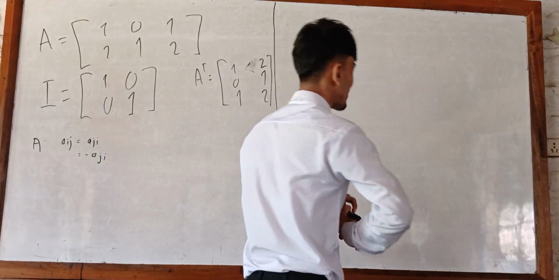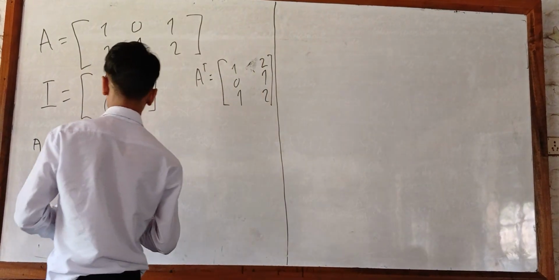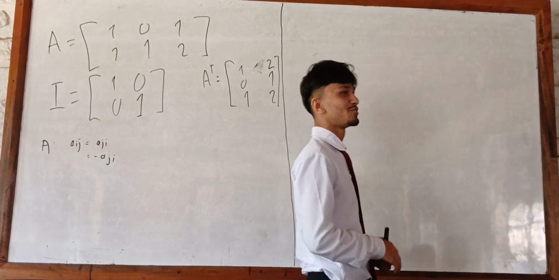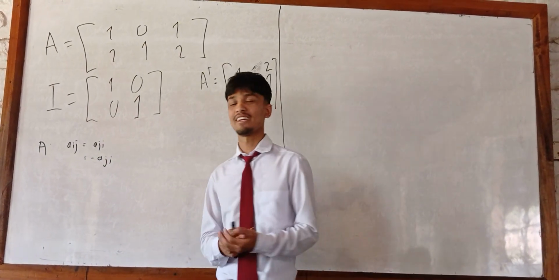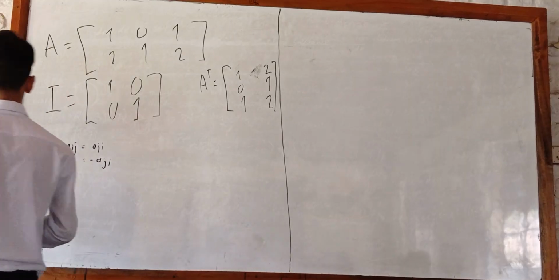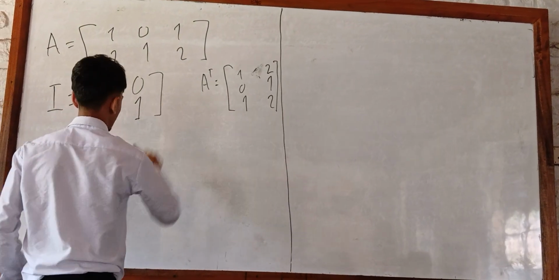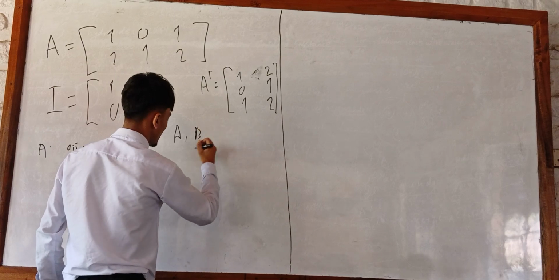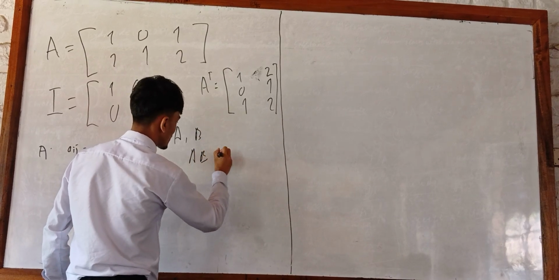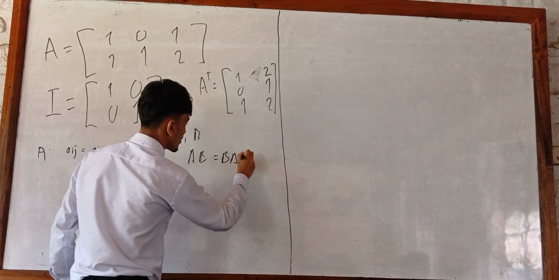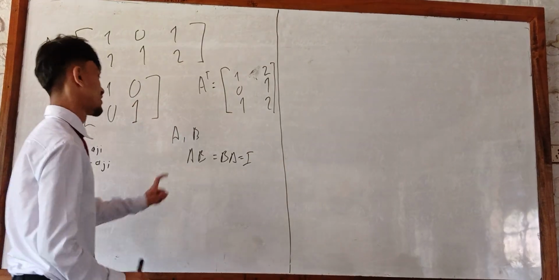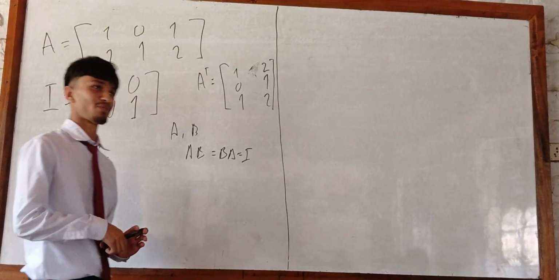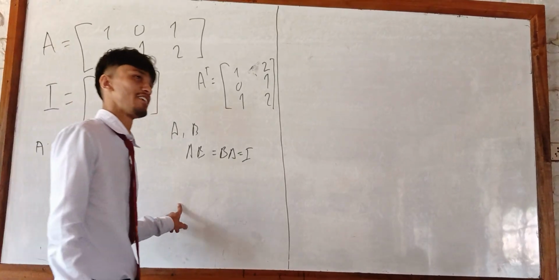Another very important topic is the inverse of the matrix. Inverse of the matrix means if two matrices A and B are given, the product of these matrices will be equal to the identity matrix. For example, A and B are 2 matrices, then their products will be AB is equal to BA is equal to the identity matrix. If this condition is possible, then only the inverse of these 2 matrices is possible. Without this, we cannot take the inverse.